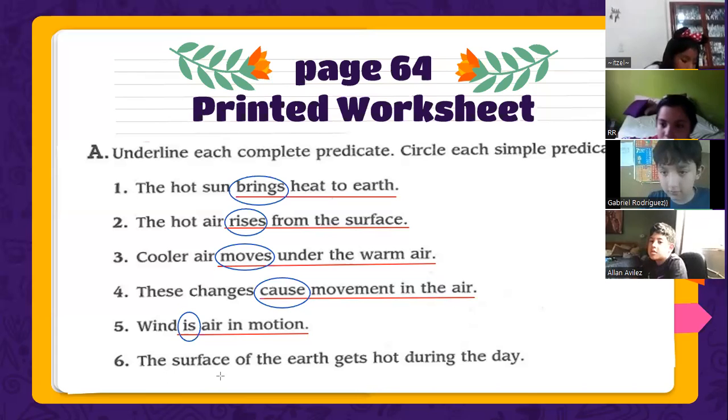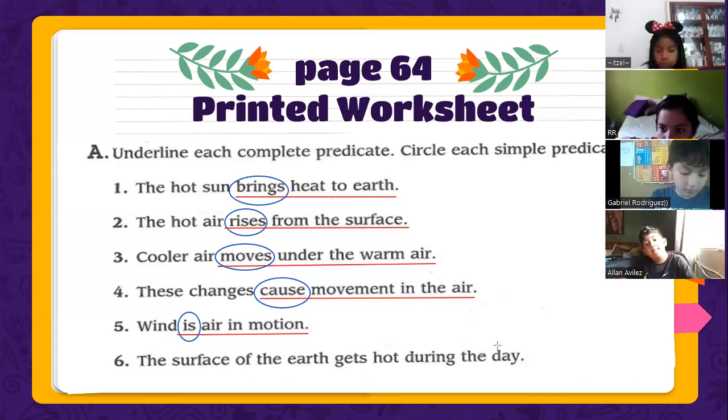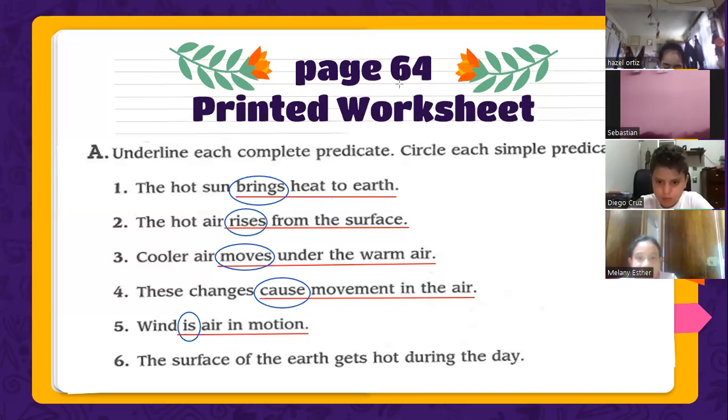So next one. The surface of the earth gets hot during the day. What is the verb? Earth? Earth is the planet where we live. It's a place, so it's a noun. Surface of the earth gets hot. Again, Earth, it's a place. If we talk about a place, we are talking about a noun. So it's not Earth.